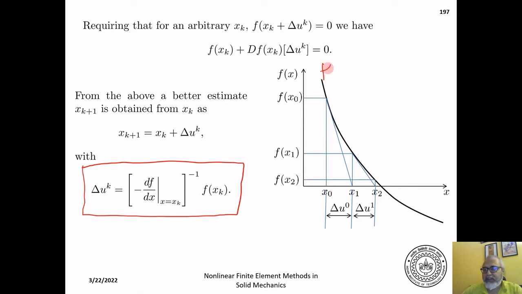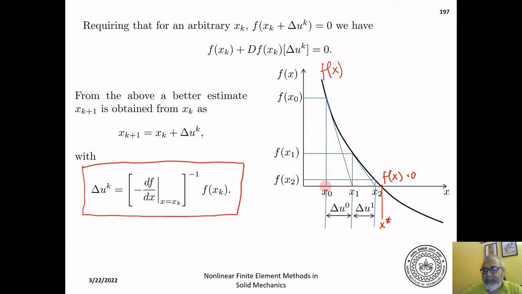So this is my function. Let's say this is my function f(x), and this is the point where f(x) is equal to 0. So I want to find this value of x. Let this be x star. X star is the value of x that I want to find.